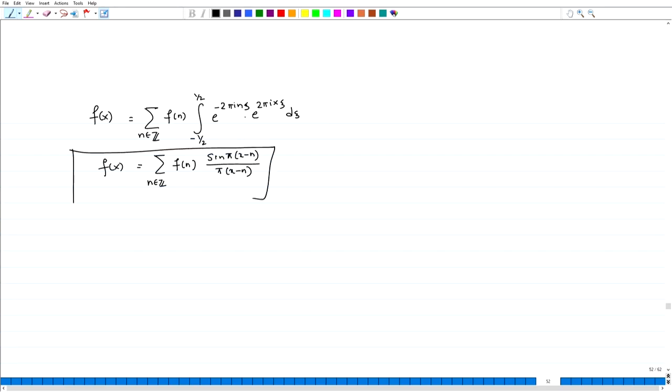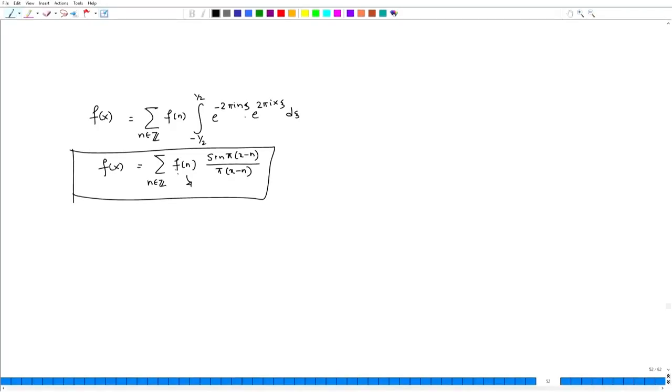As you can see, we are recovering f, which does not have compact support but has nice decay, from knowing the values only at the integers, because we know the value of sine pi (x minus n) for every x and every integer n. So from only the information of f at the integers, we are able to reconstruct the entire f on the real line. That is quite powerful and has been used profusely in information theory, signal processing and other areas.